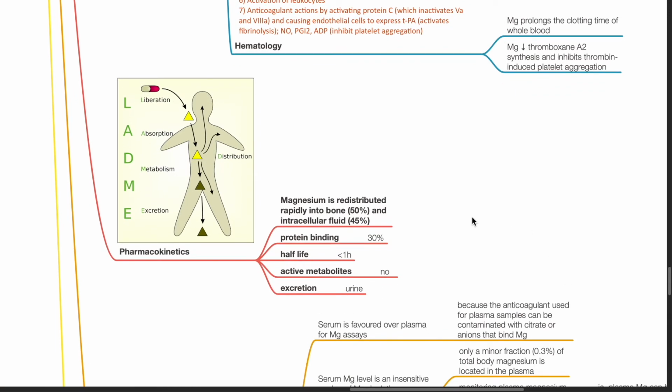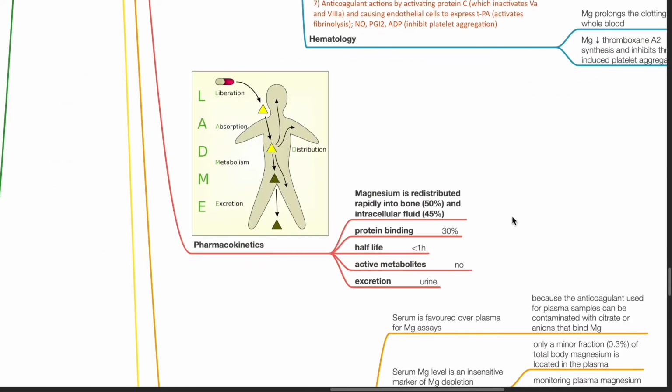Pharmacokinetics of magnesium when administered IV. Magnesium is redistributed rapidly into bone 50% and intracellular fluid 45%. Protein binding is 30%. Half-life is less than 1 hour. There are no active metabolites. Excretion of magnesium is via the urine.